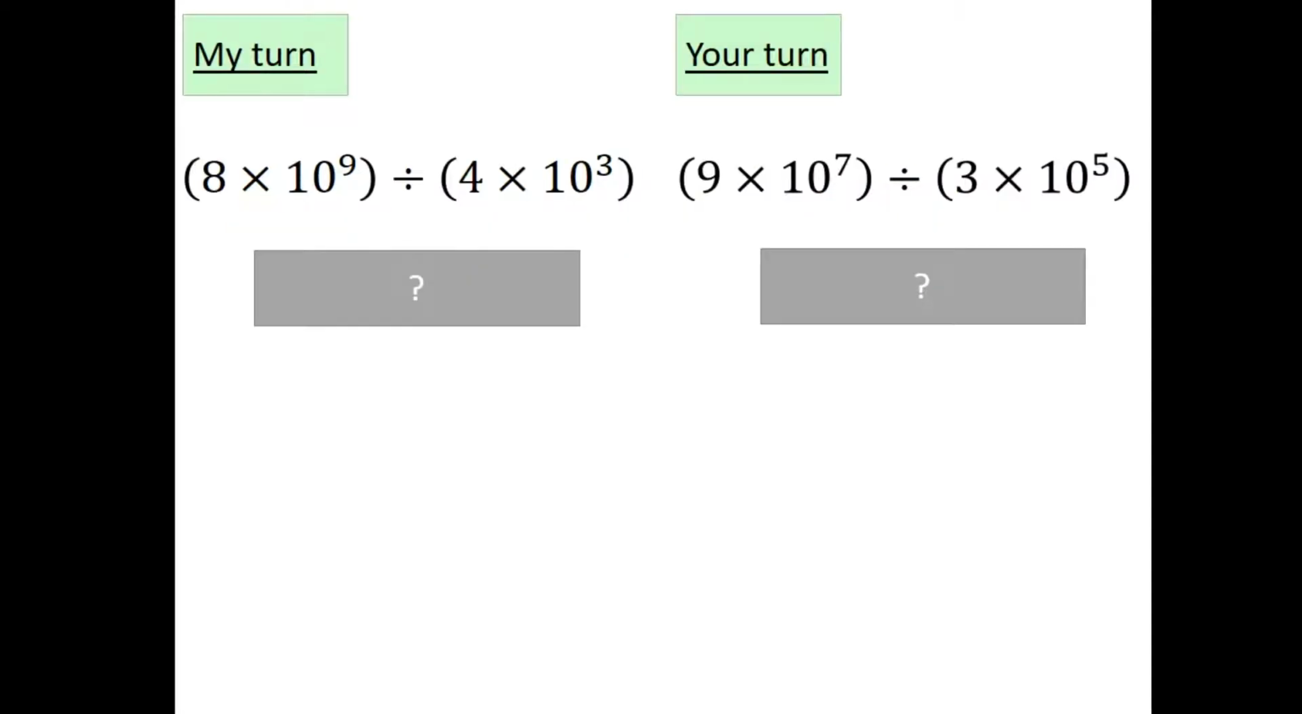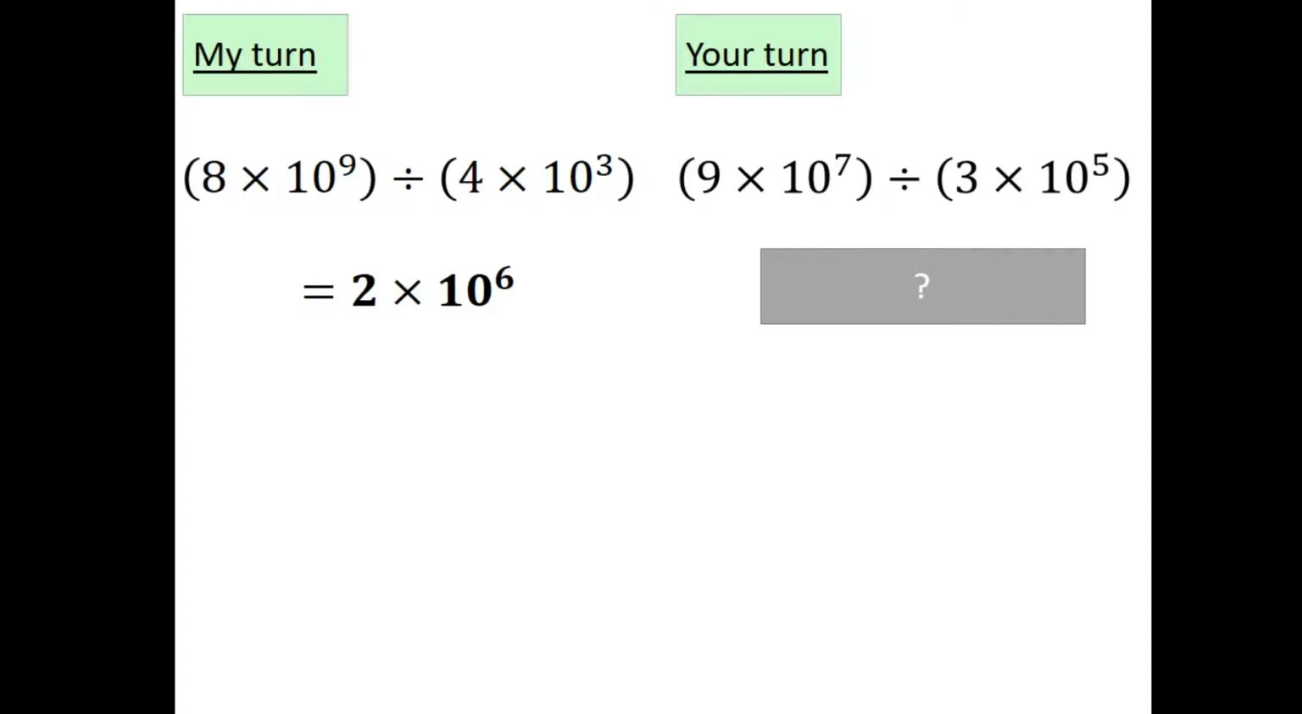Here are two questions on the board. What I will do is go through the one on the left hand side. You will then try the one on the right. Taking a look at the one on the left first. 8 divided by 4, well, that number here must be 2. And then 10 to the 9 divided by 10 to the 3, as I've reminded you already, when you're dividing, you subtract the powers. So 9 take away 3 gives us 6. There's your final answer then: 2 times 10 to the power of 6.